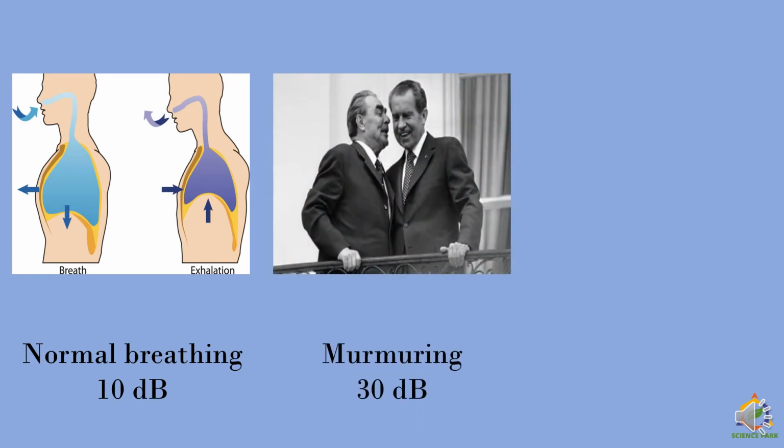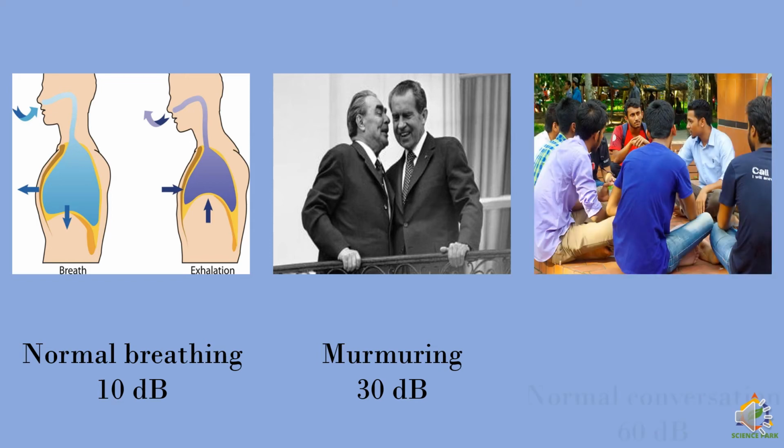If you murmur amongst yourself, then the sound level is 30 decibels. If you have a normal conversation amongst a group of people, then the sound level or the sound intensity is around 60 decibels.